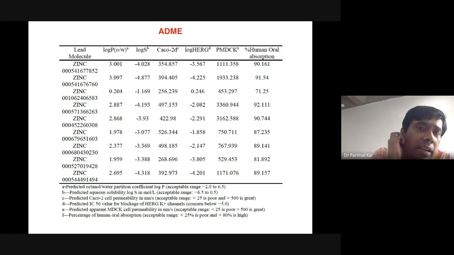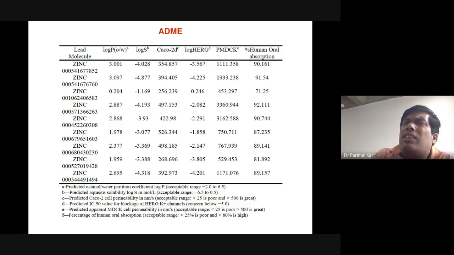And these are all different ADME studies. The predicted octanol-water partition coefficient, that is log P, has an acceptable range of -2 to 6.5. All these things I have mentioned here, so I don't want to talk about them. It's a pretty routine study. There are a lot of bioinformatics tools available online that you can use, or you can use commercial software like Schrödinger.